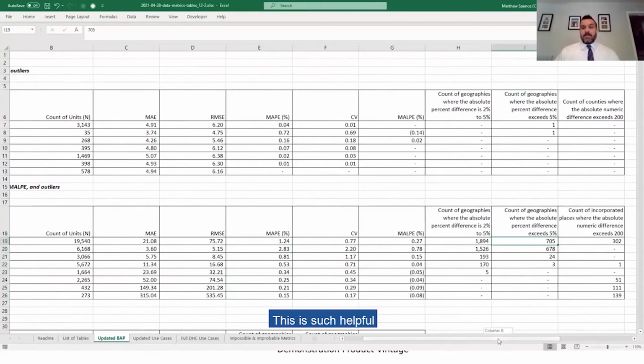This is such helpful information, Matt. It's really giving me a sense of how to look at these charts and kind of draw my own conclusions about how the algorithm is performing on the demonstration data at this time.